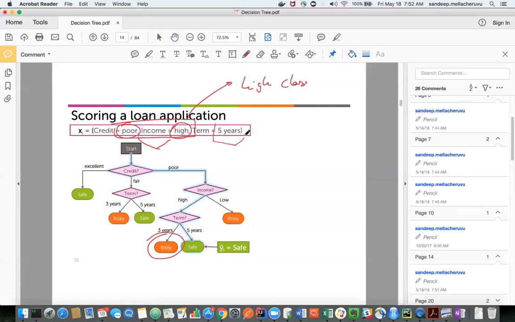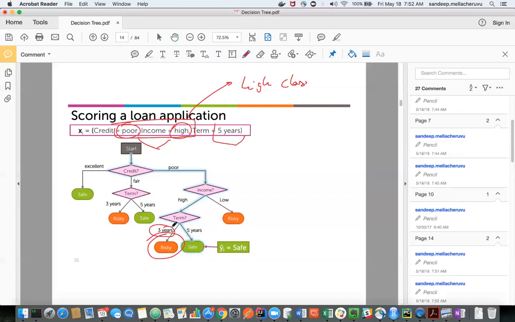When the term is very low, then you call it as risky. When the term is a little high, then he has enough time to repay. That's what this tree is saying.